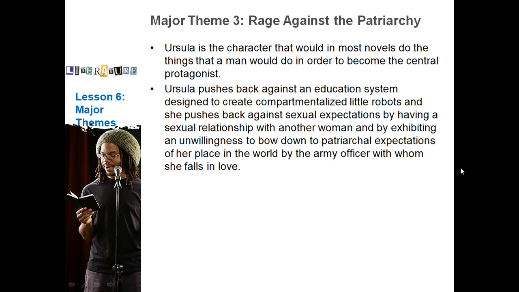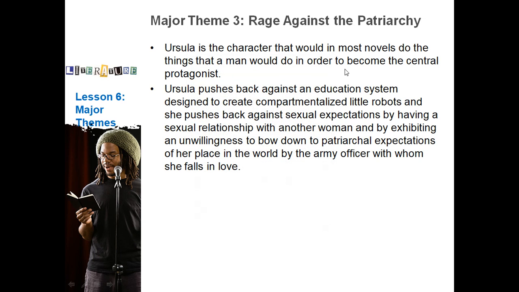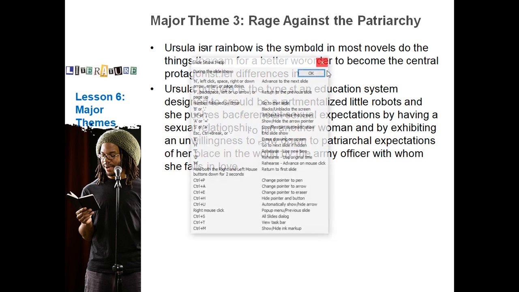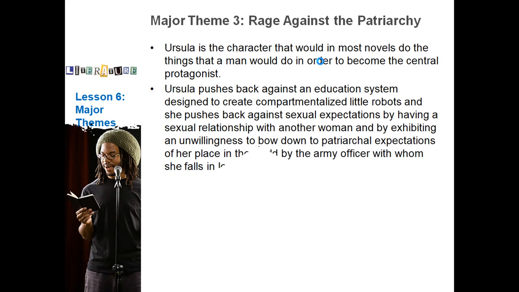Ursula is the character that would in most novels do the things that a man would do in order to become the central protagonist. Ursula pushes back against an education system designed to create compartmentalized little robots, and she pushes back against sexual expectations by having a sexual relationship with another woman, and by exhibiting an unwillingness to bow down to patriarchal expectations of her place in the world by the army officer with whom she falls in love.